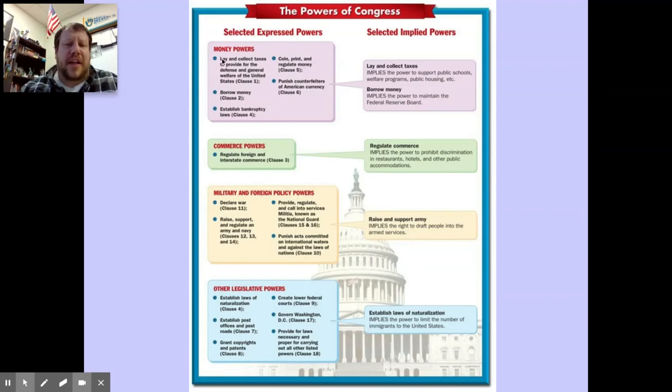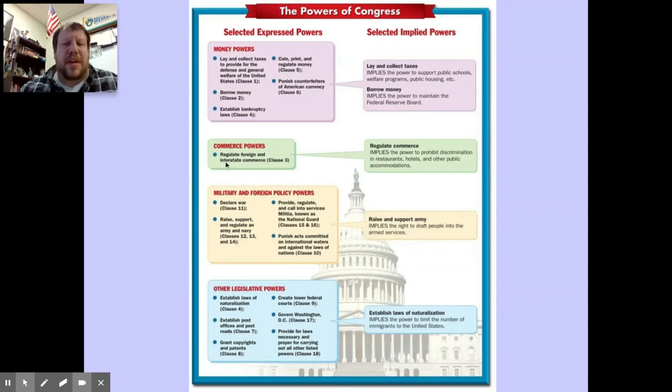So here we have things like they can lay and collect taxes, borrow money, establish bankruptcy laws, based on all this kind of stuff. But it says they can lay and collect taxes, but it doesn't say they can actually spend money. So essentially, if they can collect taxes and get money, they can spend it. So that's an implied power we have here. The idea that, just because we can borrow it, get it, we can also spend it. We can also borrow money because we can make money, so we can borrow money too.